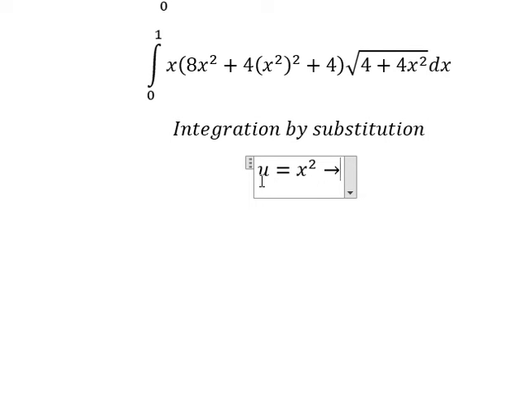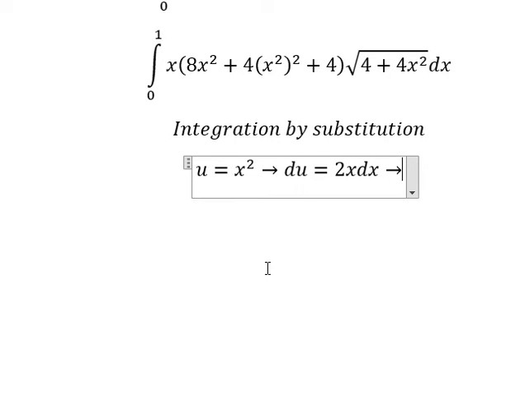Later, we need to first take the derivative of both sides, and we have du equals 2x dx. Because we don't have the number 2, we need to divide both sides by 2.